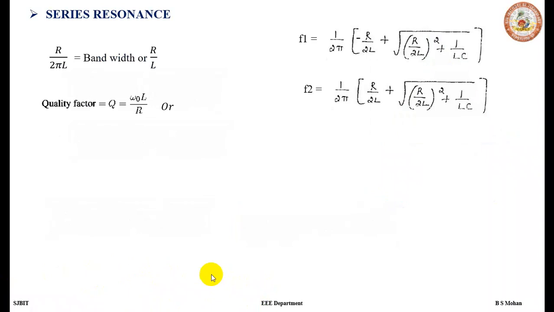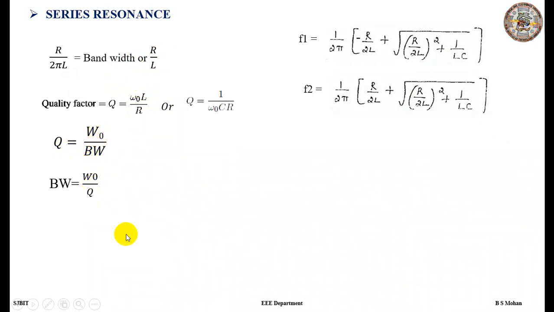So quality factor, as we have seen, is omega naught L by R or 1 by omega naught C into R. Substituting the value of bandwidth that we have got in the above equation, we can see bandwidth is R by L. Thus Q is equal to omega naught by bandwidth, or bandwidth is equal to omega naught by Q. So this is how we can associate bandwidth, resonant frequency and quality factor.